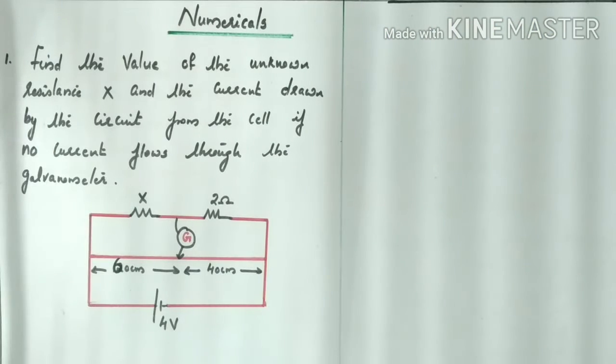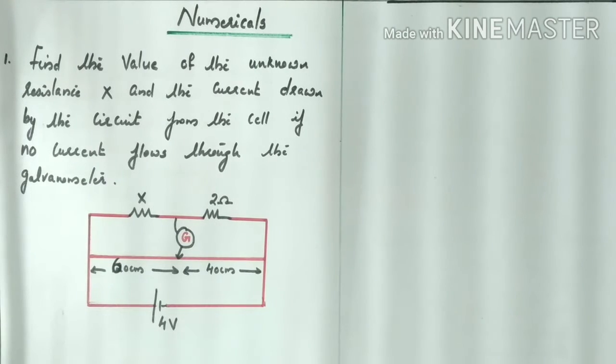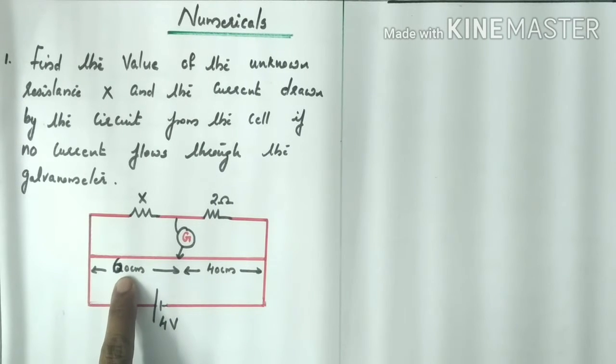Numericals relating to the meter bridge. Find the value of unknown resistance X and the current drawn by the circuit from the cell if no current flows through the galvanometer. The circuit is also given in the question. In the left gap unknown resistance X is connected and in the right gap 2 ohm is connected, and the balance length is 60 centimeter because at that time the galvanometer shows null deflection, zero deflection.